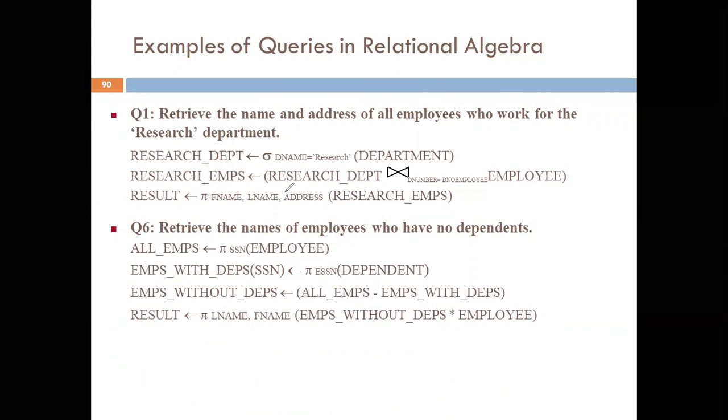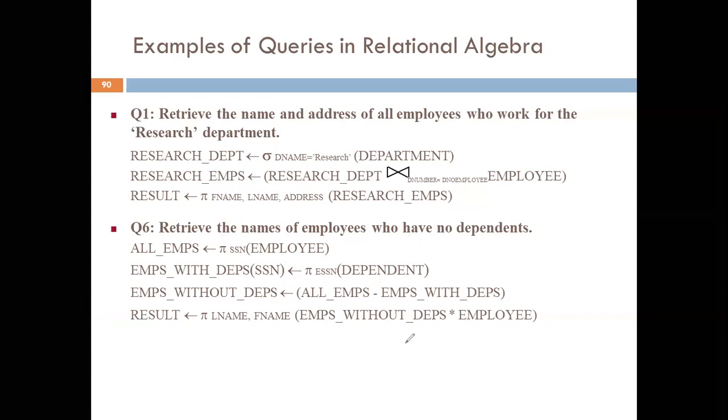No dependent means when we join the employee and the dependent, there should be no matching join conditions. So what we will do is, first we'll extract the SSN of all the employees. So that is present in all employees. Next we'll extract ESSN in the dependent table. So here all the employee SSNs are extracted, and here also all the employee SSNs are extracted. Then we will perform the set difference operation. So that is all employees minus employees with dependents.